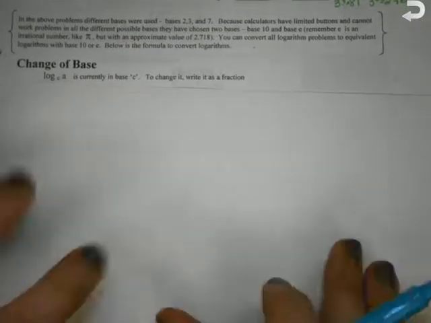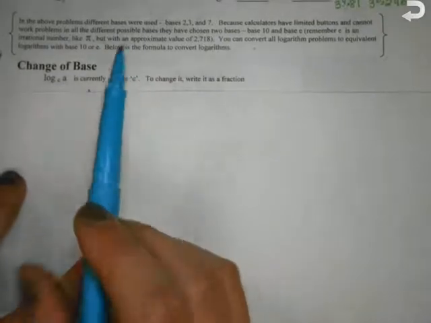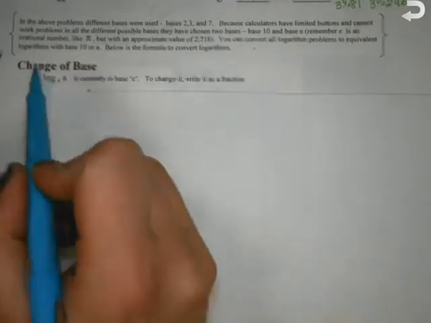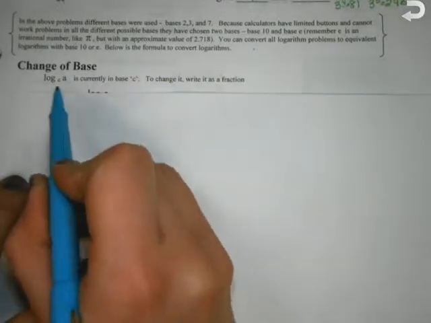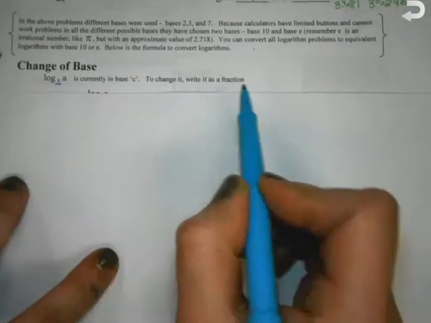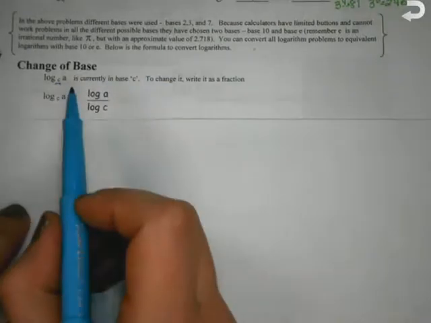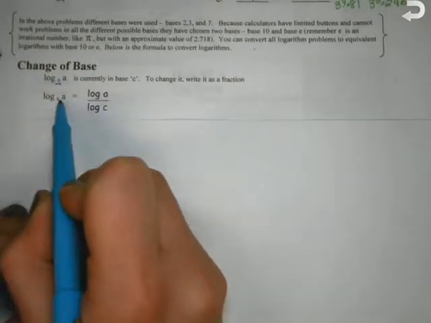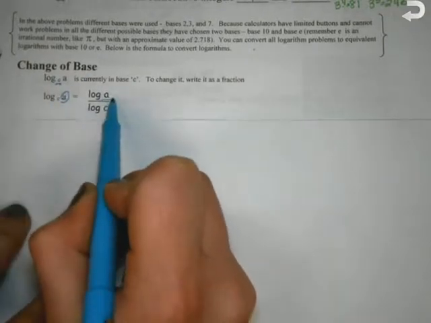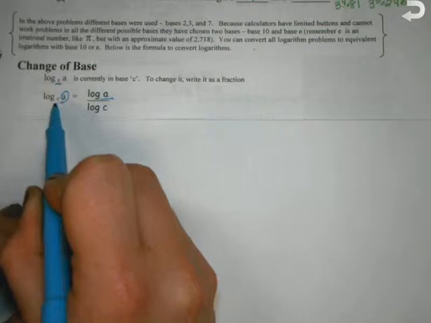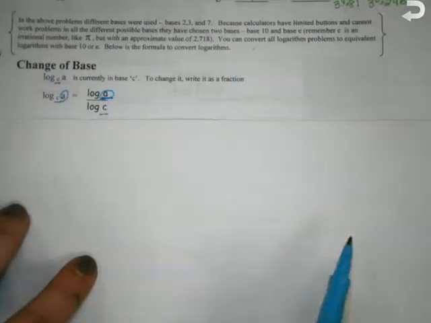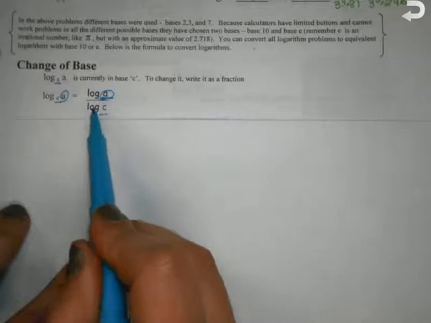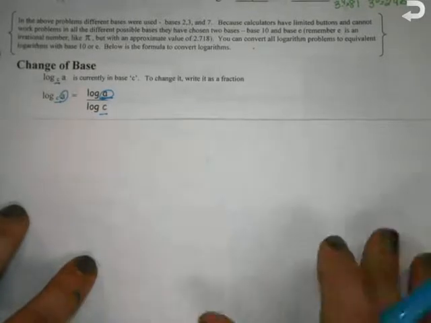So we have the change of base formula. So if I give you an example log base c of a, okay? The base is currently what letter? C. To change it, we can actually write it as a fraction. We can take log of a, that number goes on top, over log of c. So your base always goes on bottom. Okay? And that changes the base of it. What's this base right here? What do we change it to base of? 10. Good.